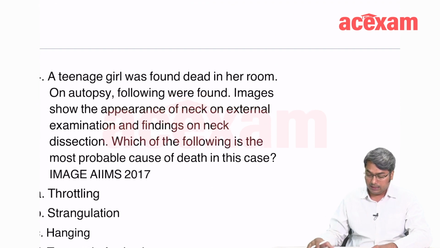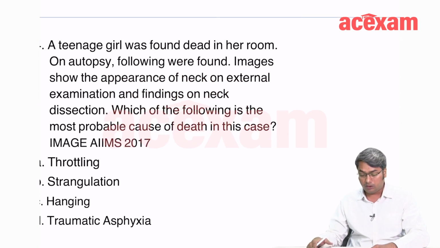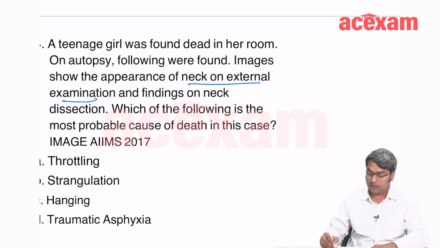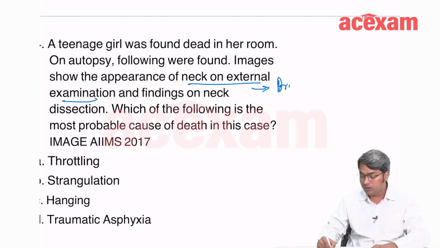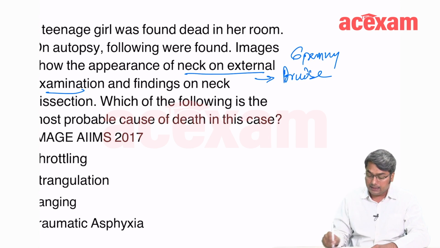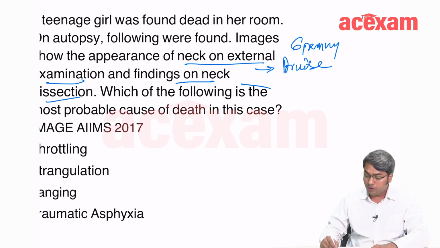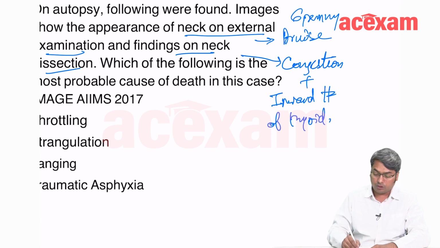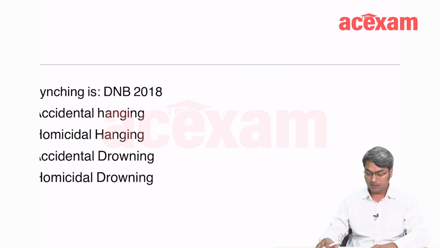Next question. A teenage girl was found dead in her room, and on autopsy the following were found. Images show the appearance of the neck on external examination, with presence of 6 penny bruises on the neck, and internally it showed congestion plus inward fracture of the hyoid. So, this is a case of throttling, where you will find all these features.